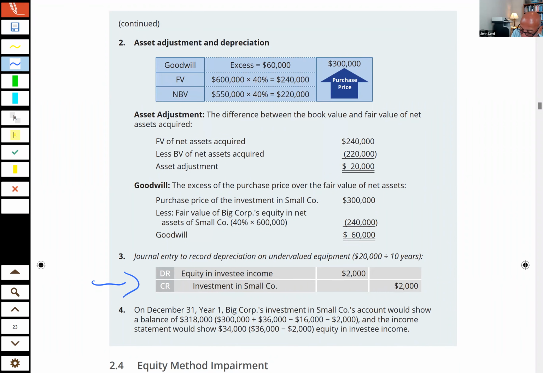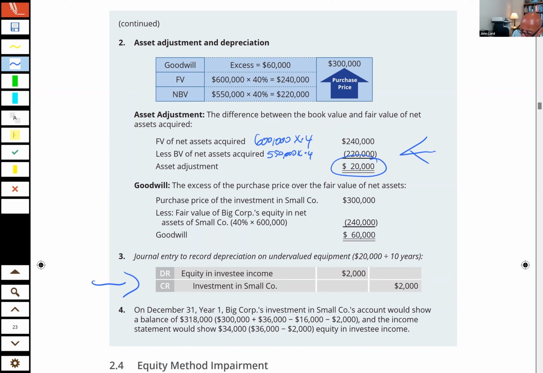So I would take that $2,000, and I wrote the same calculations that I made over there here, okay? And I go ahead and I do what? That's the 240, this probably would have been better off written over here. 600,000 times what? 0.4 was the fair value. What was it? 550 times 0.4 was the book value.